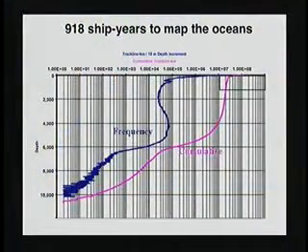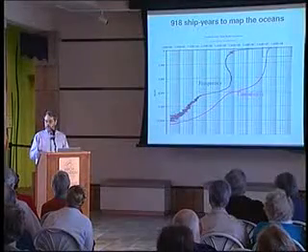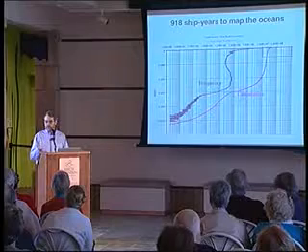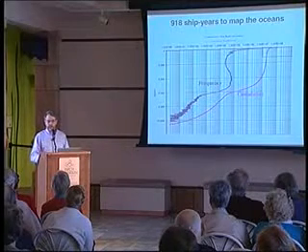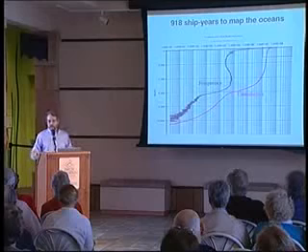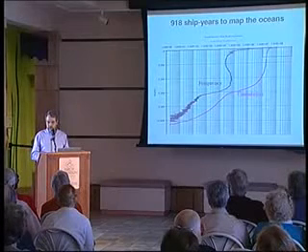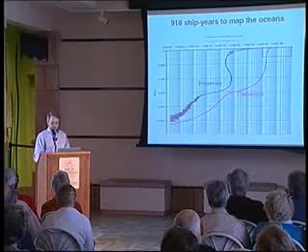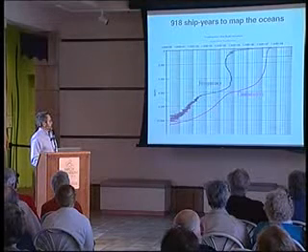This graph is a little hard to understand, but I'll just explain what's going on here. If you wanted to map all the oceans with ships all the way up to the coastline, so you go in 100 meters of water, it would take about 918 ship years to map all the oceans with ships. If you want to focus just on the deep oceans, greater than about 2,000 meters, it would only take that 125 ship years. The problem is when you get into the shallow water, the swath of the sonar gets narrower and narrower. You have to do more and more tracks, and it becomes really difficult.